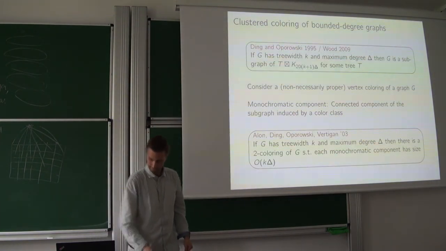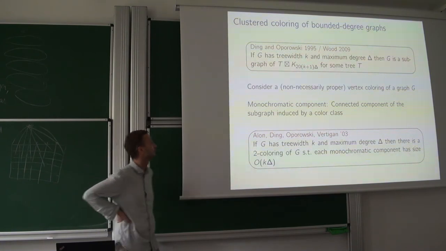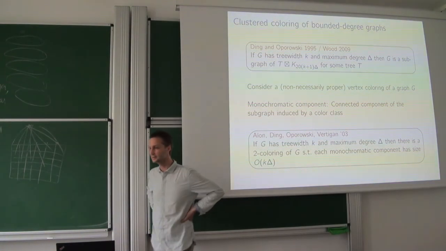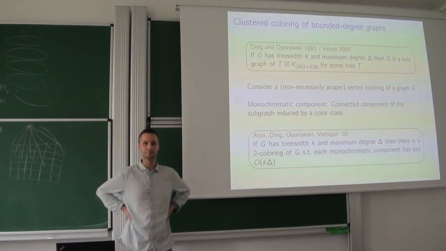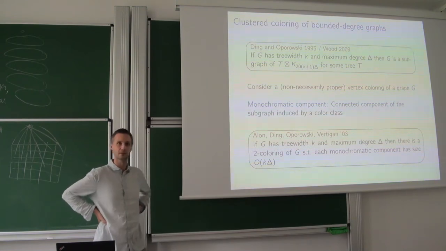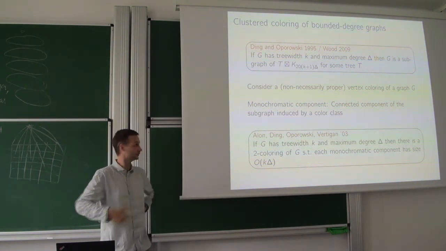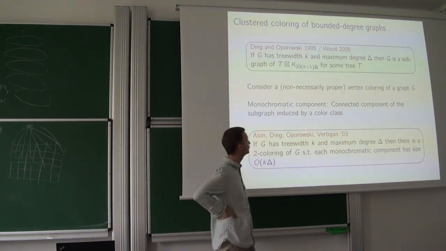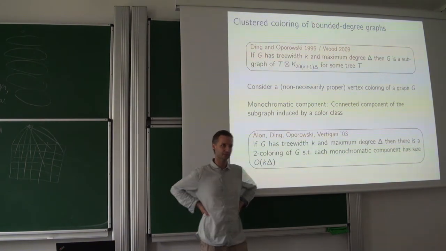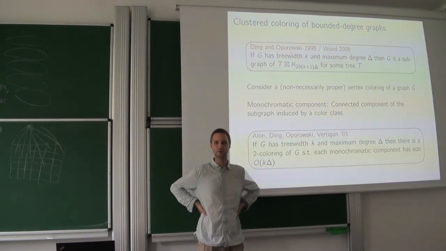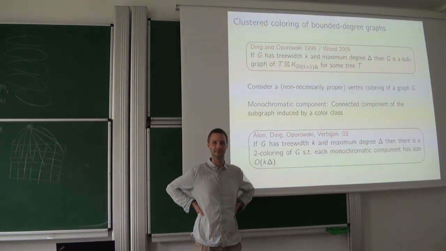Now let me look at yet another setup and yet another problem. What I'm going to talk about is not an application of product structure in the strict sense. I will explain why in a minute, but still there are some connections, so that's why I wanted to mention it. There is an old result of Ding and Oporowski, which says that if you have bounded tree width, then you have tree partition width big O of the maximum degree, whatever tree partition width is.